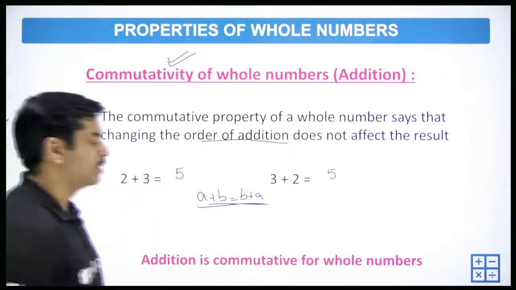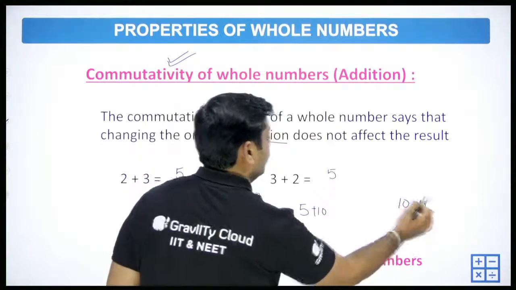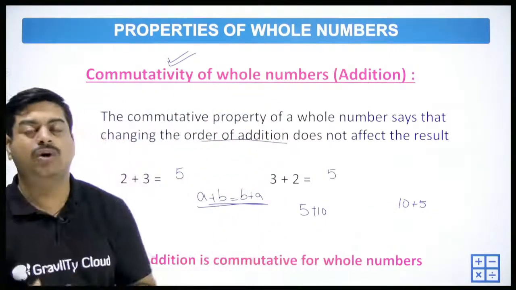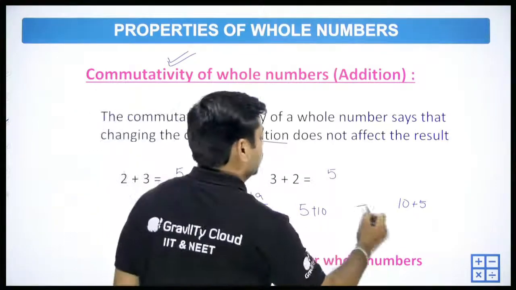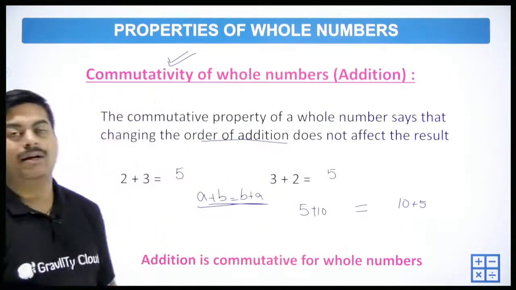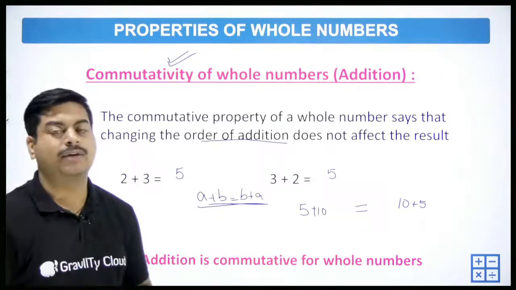You can take any two numbers. For example, 5 plus 10, and on the other side you have 10 plus 5. You may be confused about which is greater, which is correct, which is not. No, both are correct, both are equal. We cannot say which is higher or lower. Both are the same, 5 plus 10 or 10 plus 5.